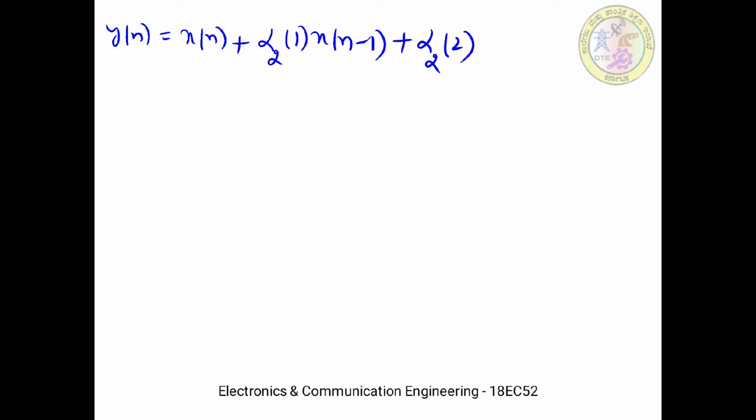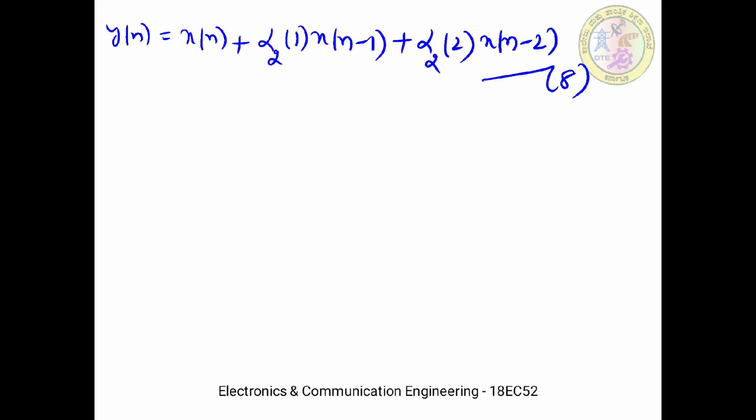It looks like this. y of n is equal to x of n plus, now the suffix of alpha was m, so m here is equal to 2, so therefore now I am getting alpha 2 as a suffix: alpha 2 of 1 into x of n minus 1 plus alpha 2 of 2 x of n minus 2. So call this equation 8.